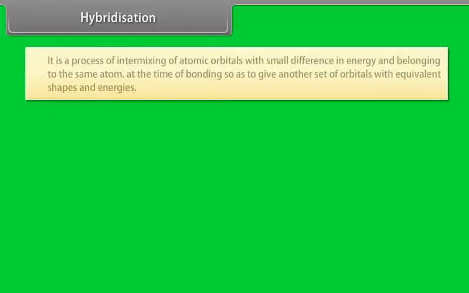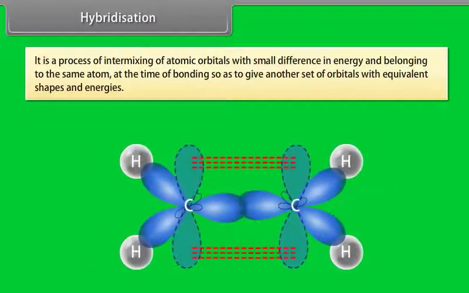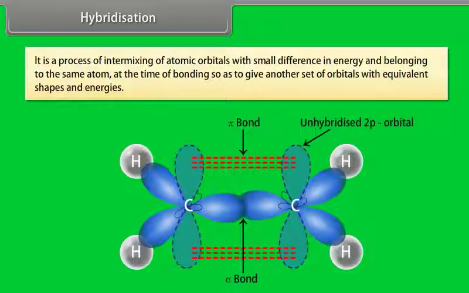Hybridization. It is a process of intermixing of atomic orbitals with small difference in energy and belonging to the same atom at the same time of bonding, so as to give another set of orbitals with equivalent shapes and energies.